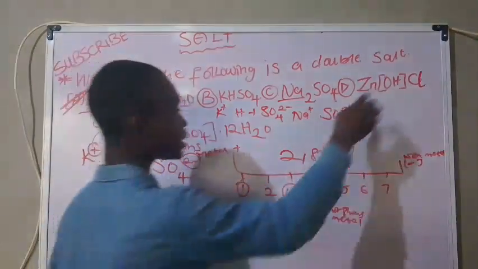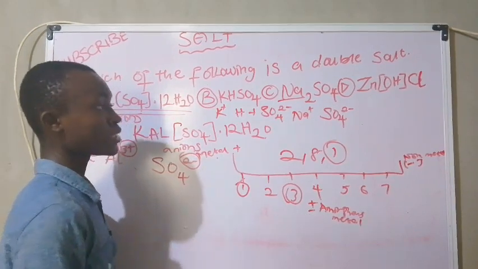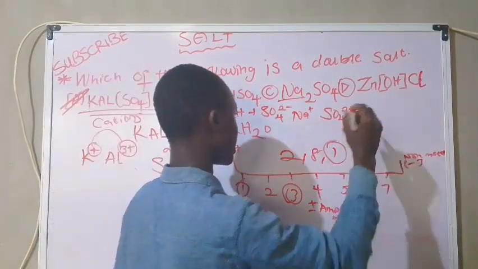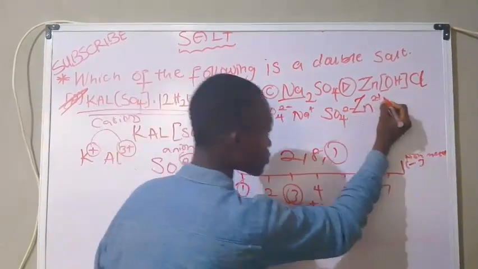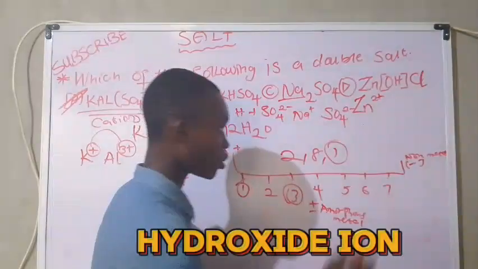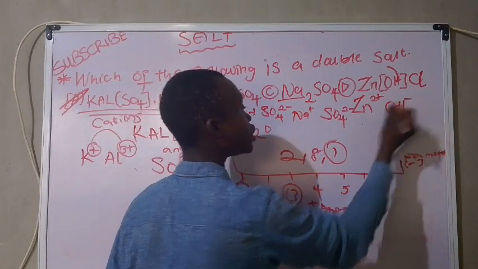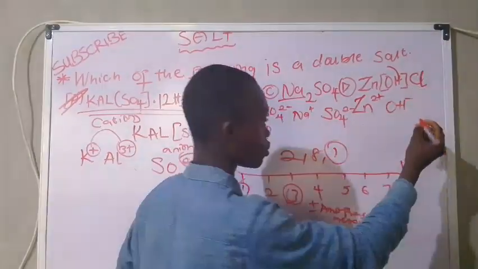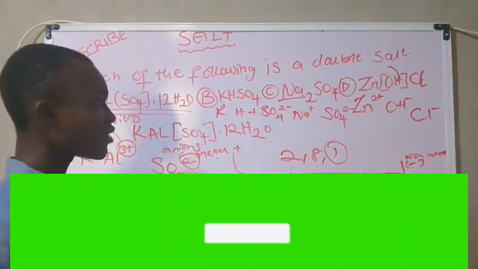Now option D is a basic salt. It's a basic salt because a basic salt comprises a positive metallic ion, which is zinc 2 plus, a hydroxide ion, you can see, plus a negative ion, you can see, Cl minus. You can see it's very easy.